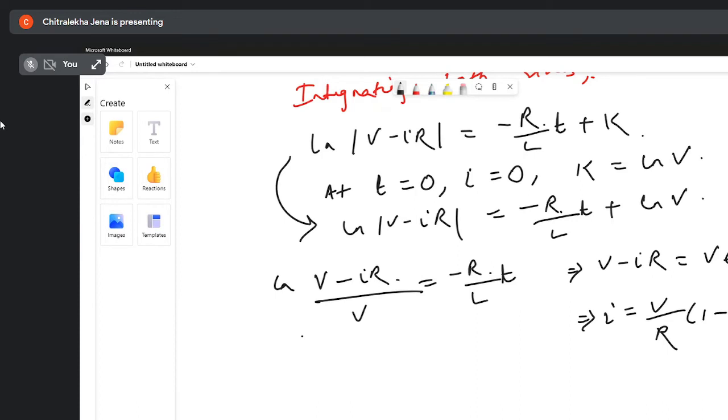Okay, so here you see from the current equation, at T equal to 0, what is the current? Is it 0? Yes or no? At T equal to infinite, what is the current? I is equal to V by R. This is your maximum current. Are you getting it or not?